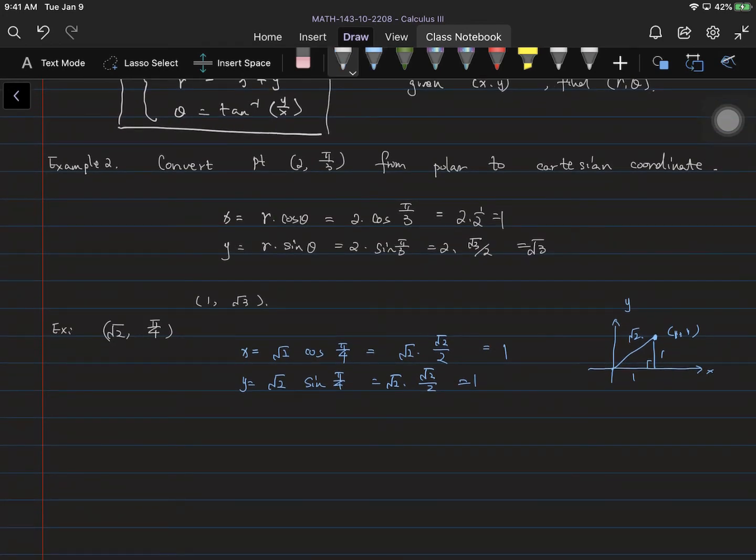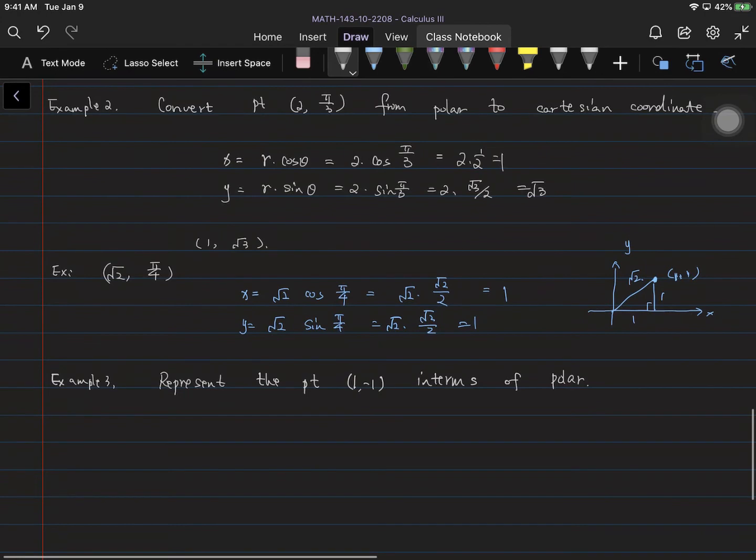Next, we are going to do backward. So given the Cartesian, we are going to find the polar. Let's see. Example 3. Represent the point 1, negative 1. This is Cartesian coordinate. Okay, so we are going to change this in terms of polar.